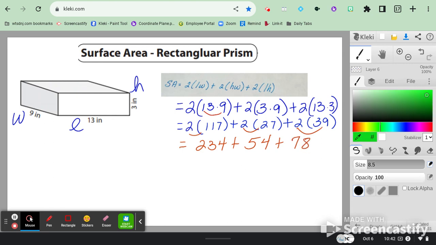I'm now going to do my final operation. Drop down my equal sign. I'm now going to take my 234, add that to 54 to get 288.